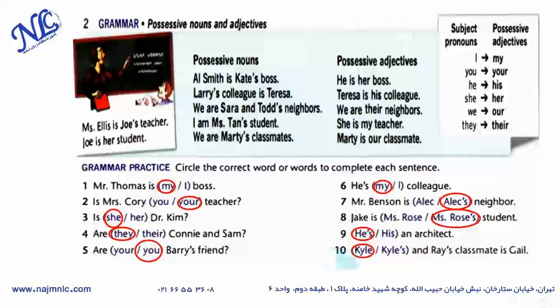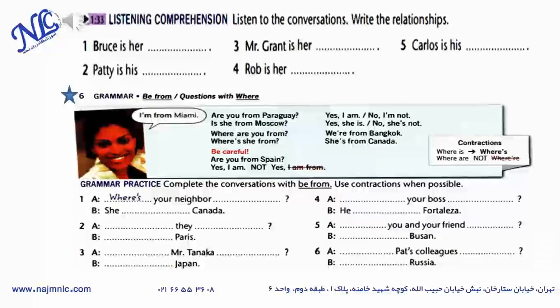Number 10. So, here we had an example. I told you about apostrophe S in more than one name. I told you that only the last one carries apostrophe S. So this one is the answer. Kyle and Rye's classmate is Jail. Now, listening and comprehension. Please listen to the conversation and write the relationships. Relationships, for example, friend, classmate, boss, colleague. Listen, please.